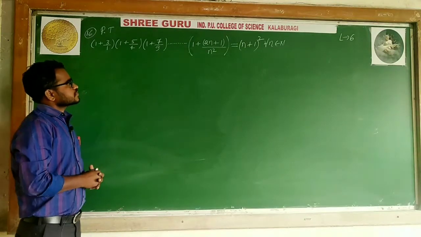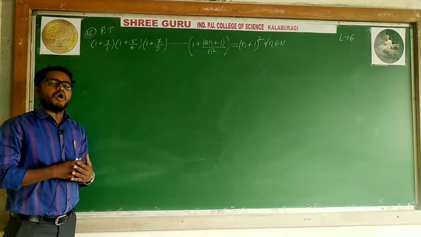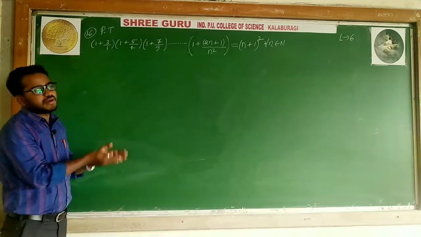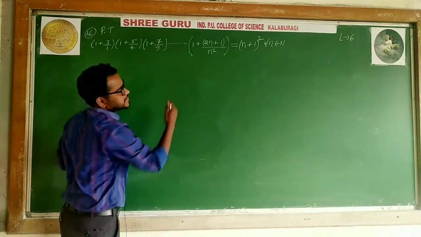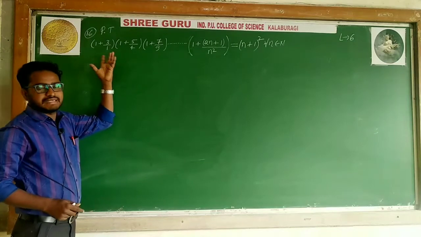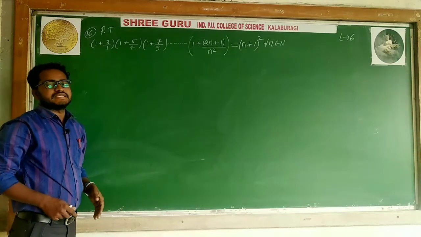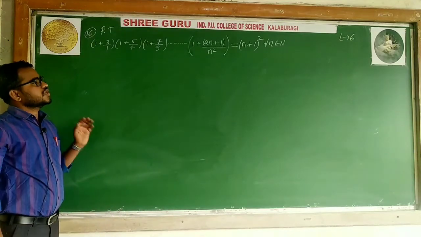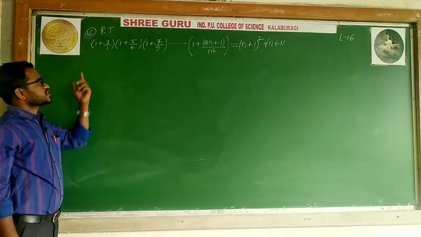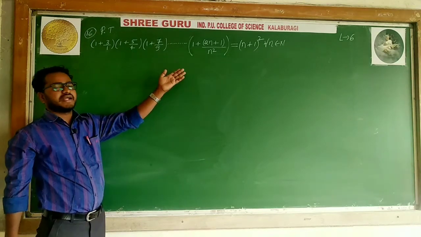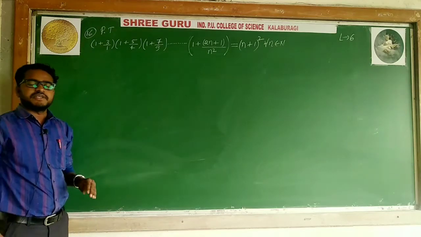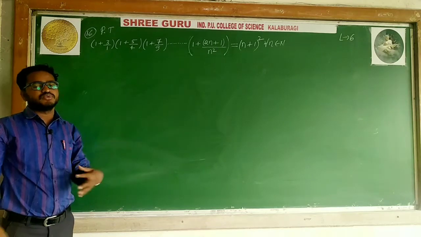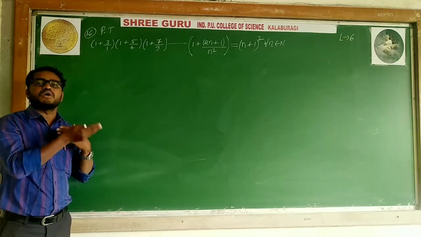The difference compared to the previous problems is that all those problems were sums of terms. Here there is no sum, no plus in between, so between two brackets there is no addition. These are multiplication terms. Previous problems were all addition terms: 1 plus 2 plus 3 and so on up to n, so we proved for the n plus 1 term by adding on both sides.